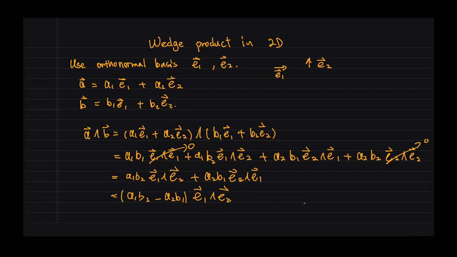So if A is pointing in this direction and B is pointing in this direction, this is A, let it be longer, and B. Then this number here corresponds to the area of this parallelogram.